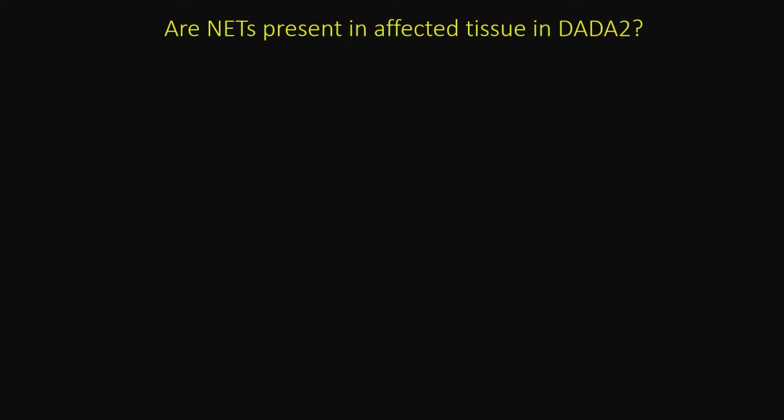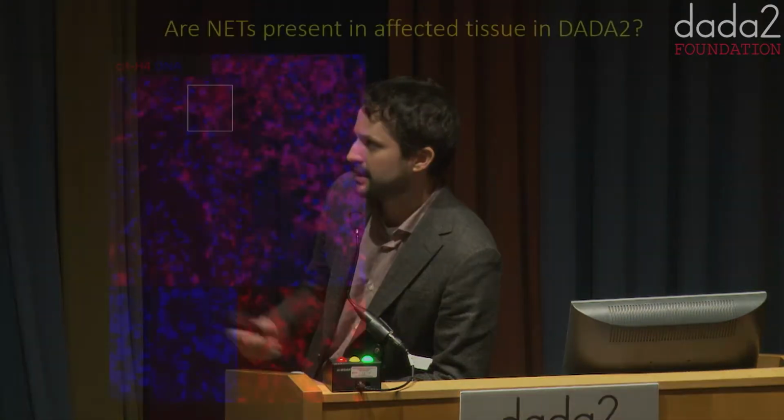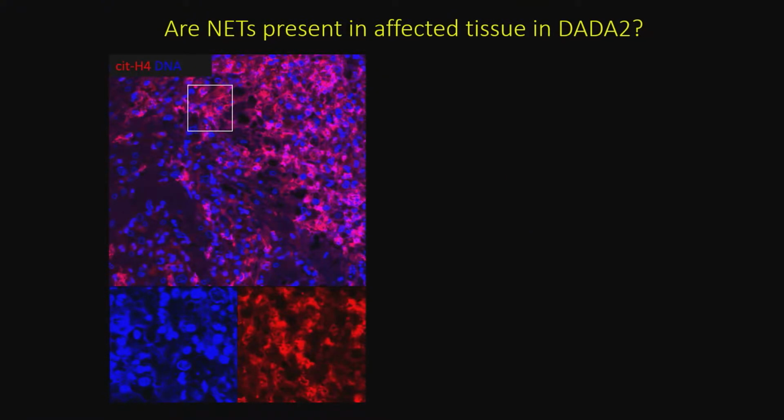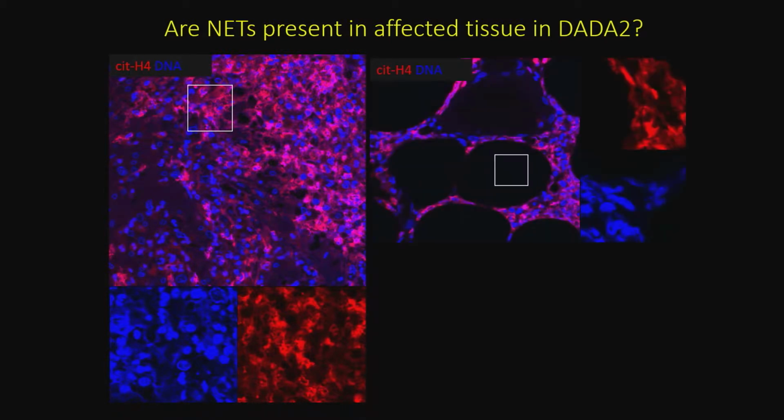So the first thing that we asked is, are nets present in patients with ADA2? And we went to pathology tissue that we had, again from small bowel, from a child with vasculitic involvement. What you're seeing here are stains for DNA and for citrullinated histone 4. This is one of our preferred markers in tissue to demonstrate netosis. So everywhere you see pink is nets. And you can see, on high power, this tissue is just chock full of nets.